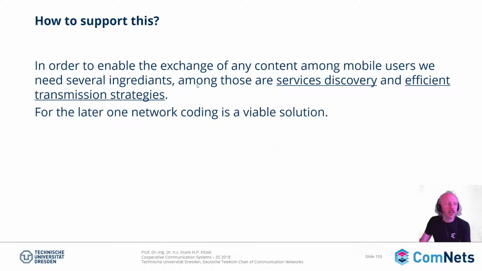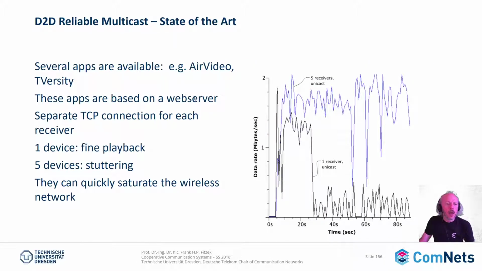Just to give you an idea how this works, I brought you a video, but before that, we assume here that things like service discovery and efficient transmission strategies, we have them under control, right? And showing also where the kind of coding comes into the picture. We started this to see how we could bring content to a device. When you look at state-of-the-art transmissions, we had here one receiver getting a video stream. Then we switch on 5 receivers.